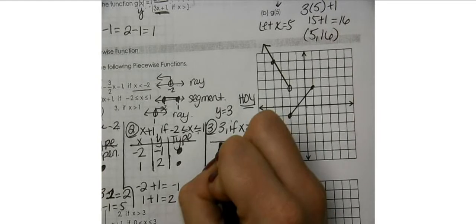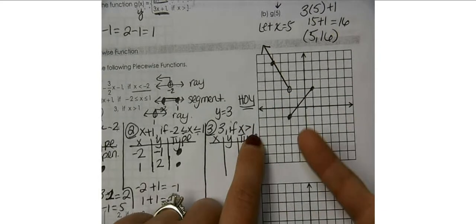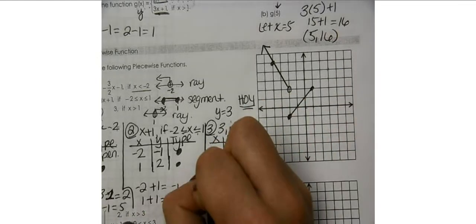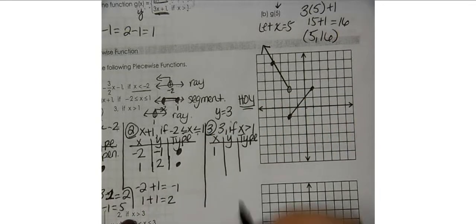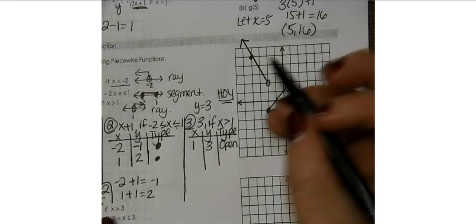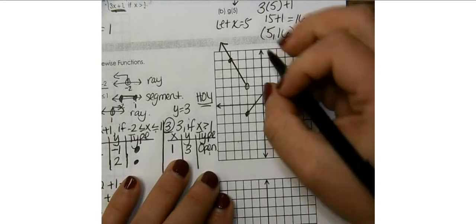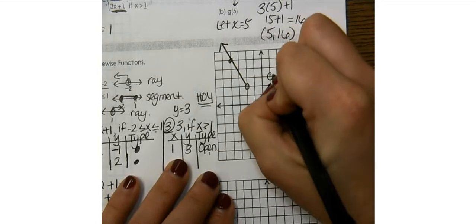And what's nice about just drawing a horizontal line is we automatically know what our output is going to be. It's going to be the number 3. So what we need to figure out is what x values to choose. We always choose the number that's given to us. So I'm going to select 1. And if x is equal to 1, y is equal to 3, and my type in this case is going to be an open circle. The reason it's an open circle is because we have a greater than symbol, not a greater than or equal to. So we will have an open circle at 1, 3. Going over to 1, up to 3, I'm going to draw an open circle.